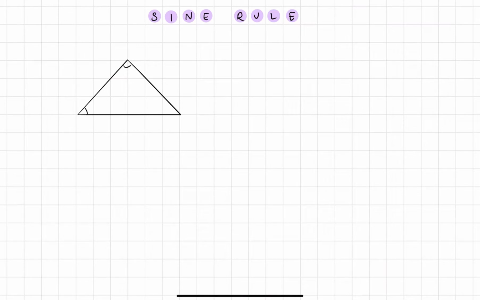So we've got this non-right angle triangle, and let's say I'm gonna call this angle capital A, and that angle capital B. For angles we typically write capital letters, and opposite them we write the side lengths. So the sine rule is this: a over sine A equals b over sine B.